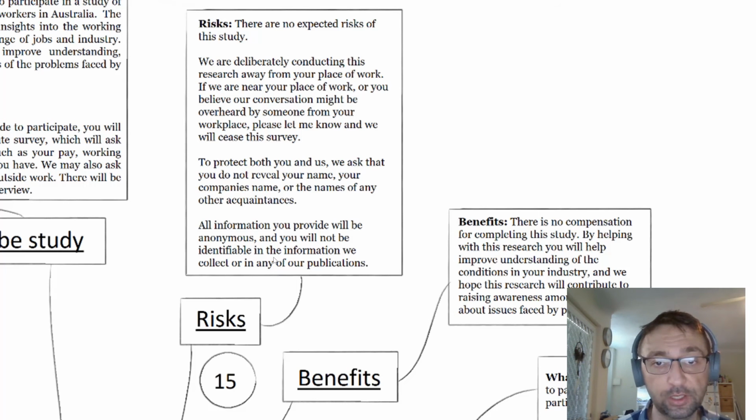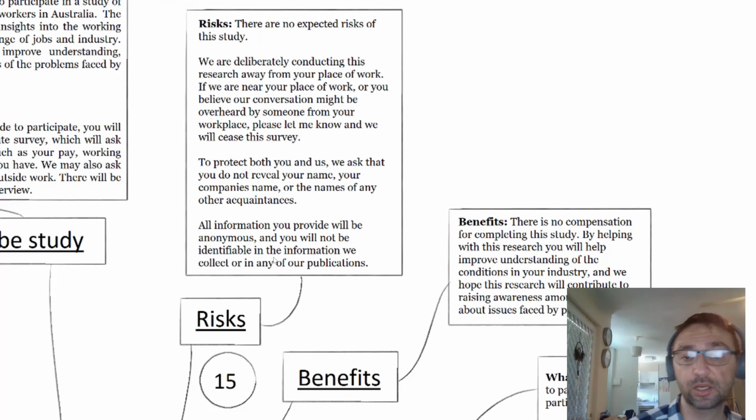To protect both you and I, we ask you don't reveal names, companies, or the names of other acquaintances. This is a bit to avoid legal reporting issues and protect us as the researcher from having to choose between breaching privacy or going to jail, for example, or being fined, and to protect them from having anything they say reported, because we don't really know who they are. And then it reassures them: all information will be anonymous and you'll not be identifiable in either the information we collect or in our publications.